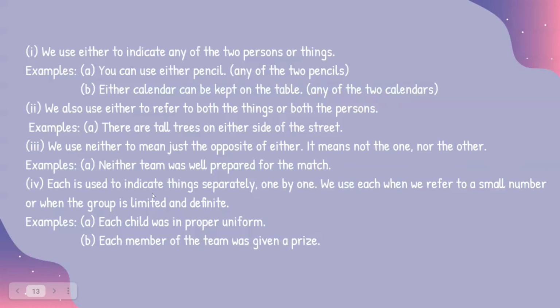Fourth point, each is used to indicate things separately, one by one. We use each when we refer to a small number or when the group is limited and definite. Like, each child was in proper uniform. There is a group of children, let's say a class, and all of them are in proper uniform. So I would say each child was in proper uniform, meaning every one of them. Next, each member of the team was given a prize. Let's say it is a football match, so there are many players in a team, and each member of the team was given a prize.